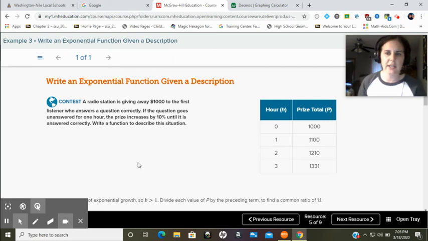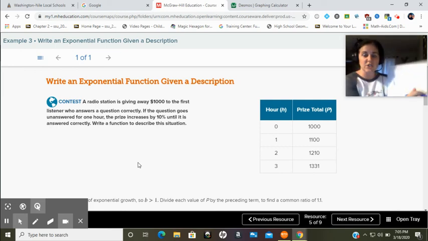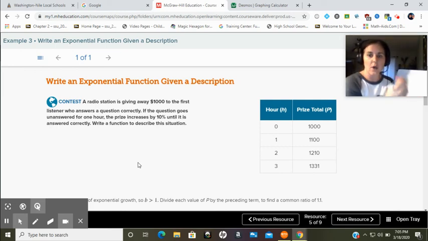So example 3 here. It says write an exponential function given a description. So this time it tells us the radio station is giving away $1,000 to the first listener who answers a question correctly. If the question goes unanswered for 1 hour, the prize increases by 10% until it is answered correctly. So write a function to describe the station. So we know right off the initial amount is $1,000. Where we're starting, X is 0, Y is $1,000. So that's our initial amount. That's the A value, $1,000.